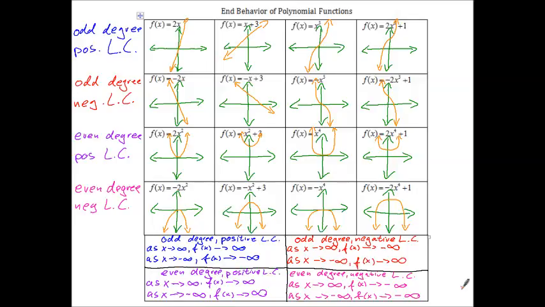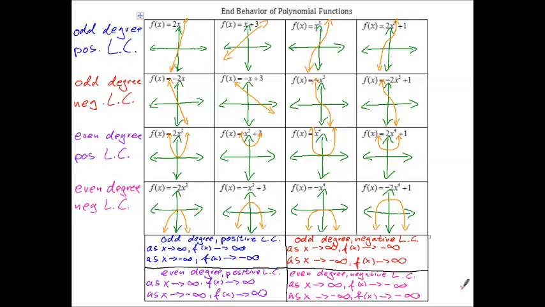Functions with positive lead coefficients go the same way as the x goes, or at least they're positive. And functions with a negative leading coefficient, the end behavior goes in opposite ways as the x goes, or is generally negative. These are just different ways to think about it. Just find your own way to remember these.